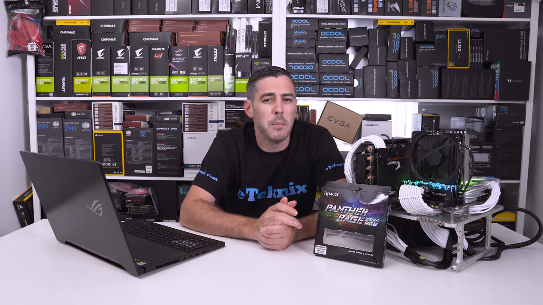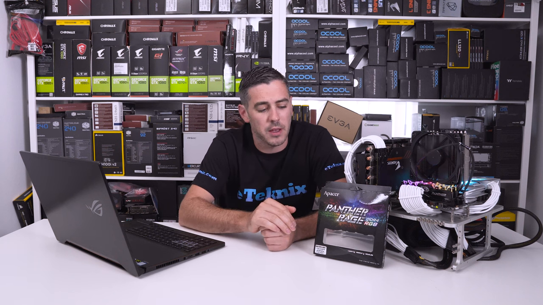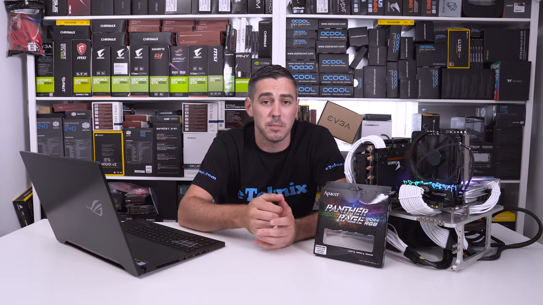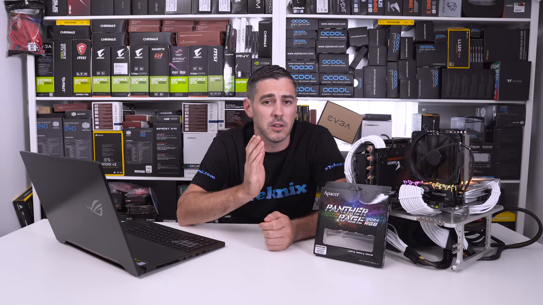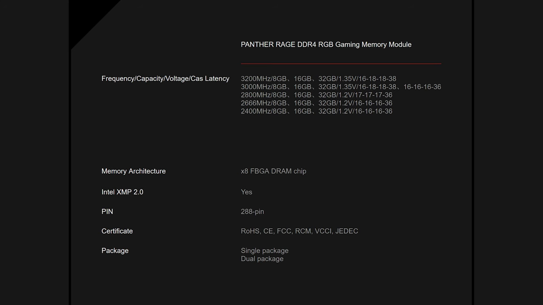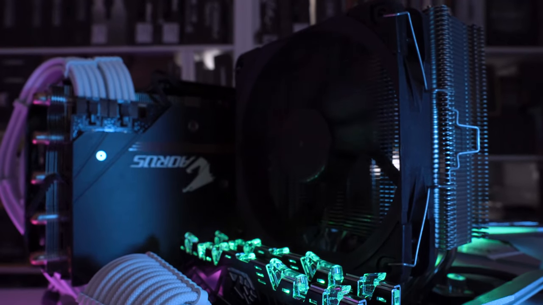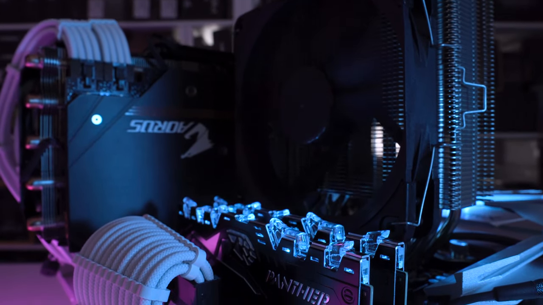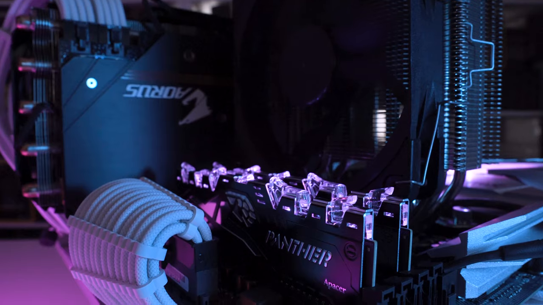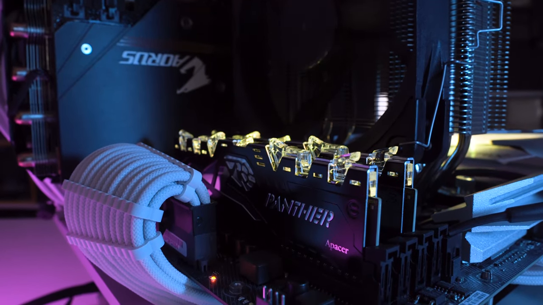So let's talk a little bit more about the specs. Now this memory comes in various capacities and various speeds. Talking about the speeds, it comes in at 2400MHz, 2666, 2800, 3000, and also the kit that we have here today, the 3200MHz kit. Capacity wise, it's available in 8GB, 16GB and 32GB SKUs for a potential max of 128GB.